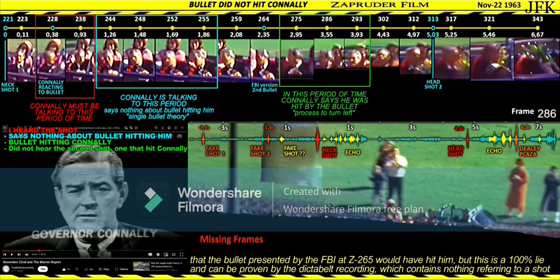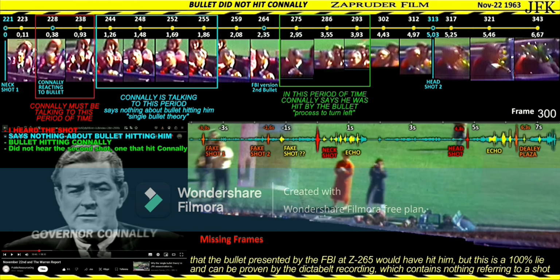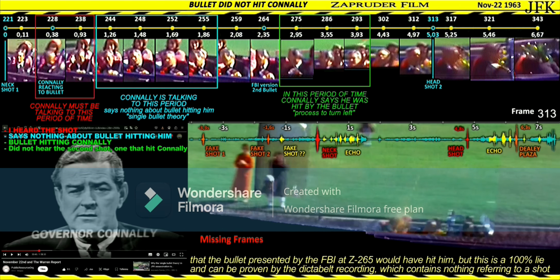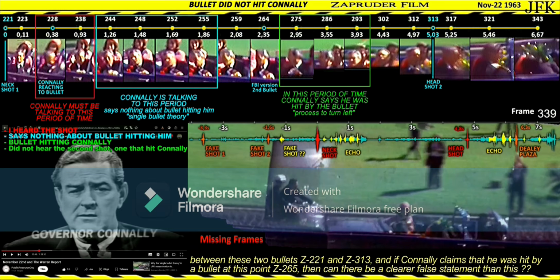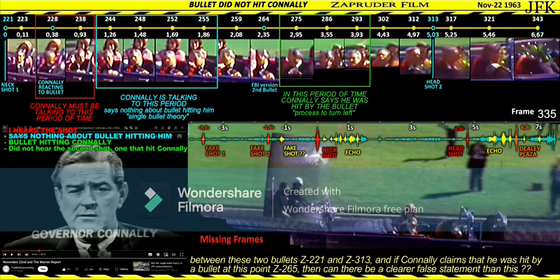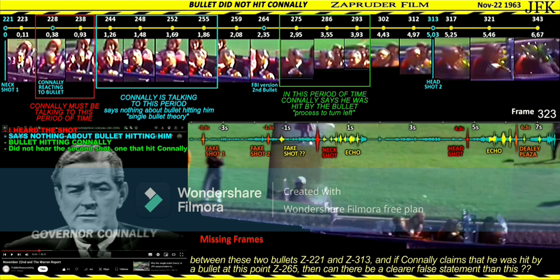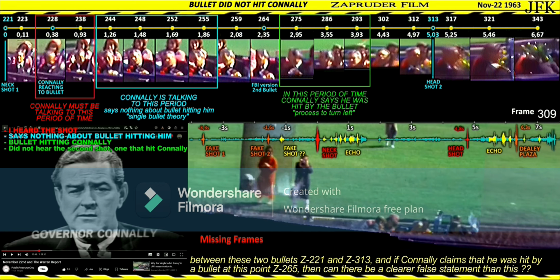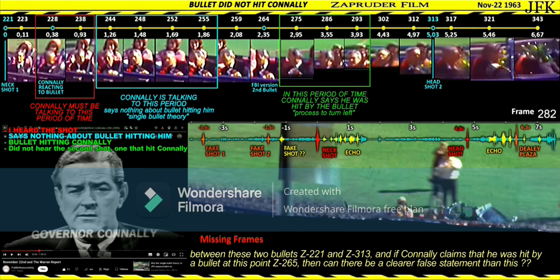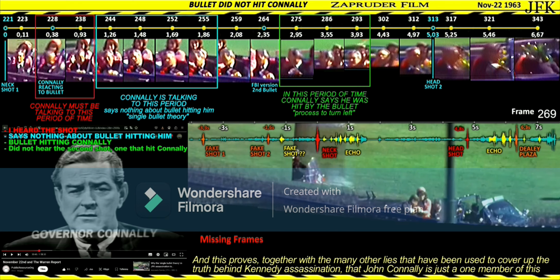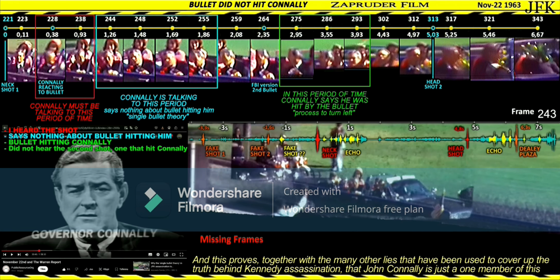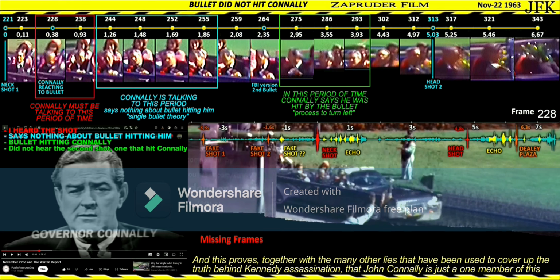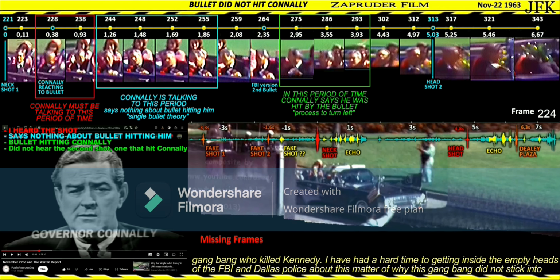Connolly has clearly taken the position by this interview that the bullet presented by the FBI at Z265 would have hit him, but this is a 100% lie and can be proven by the Dictabelt recording, which contains nothing referring to a shot between these two bullets Z221 and Z313, and if Connolly claims that he was hit by a bullet at this point Z265, then can there be a clearer false statement than this? And this proves, together with the many other lies that have been used to cover up the truth behind the Kennedy assassination, that John Connolly is just one member of this gang who killed Kennedy.